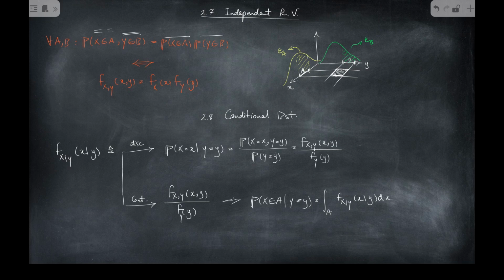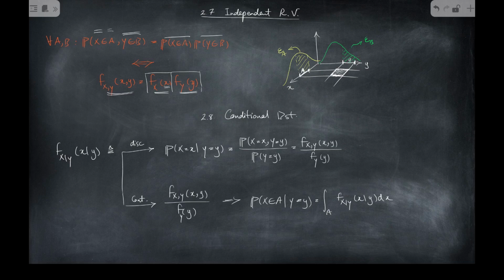And we have a theorem saying that if you can factorize the joint probability mass function or probability distribution function into 2 functions which separate x, so all of the x's in this function are here, and y, then x and y are independent.